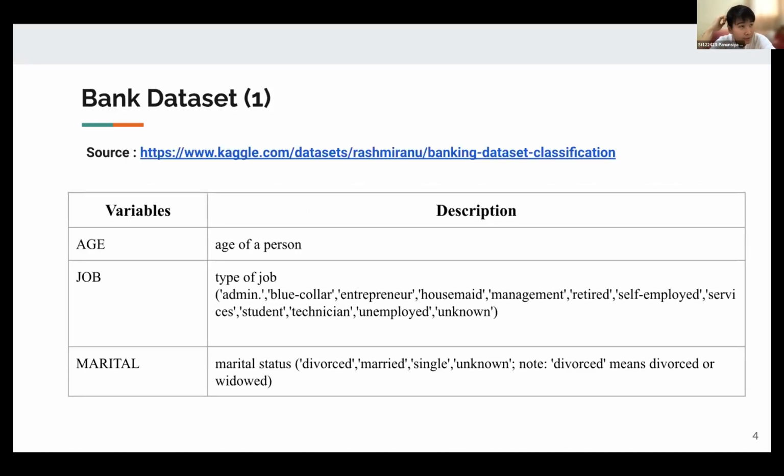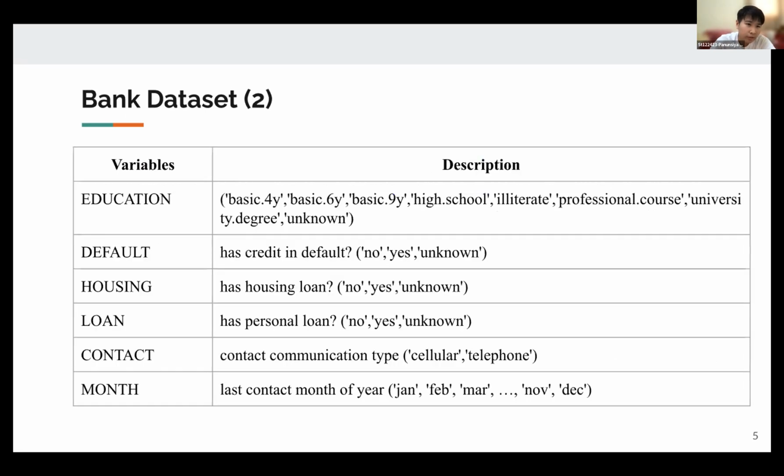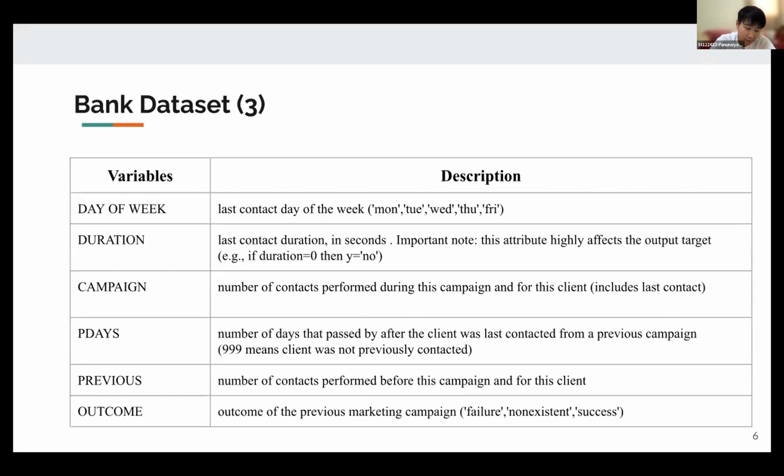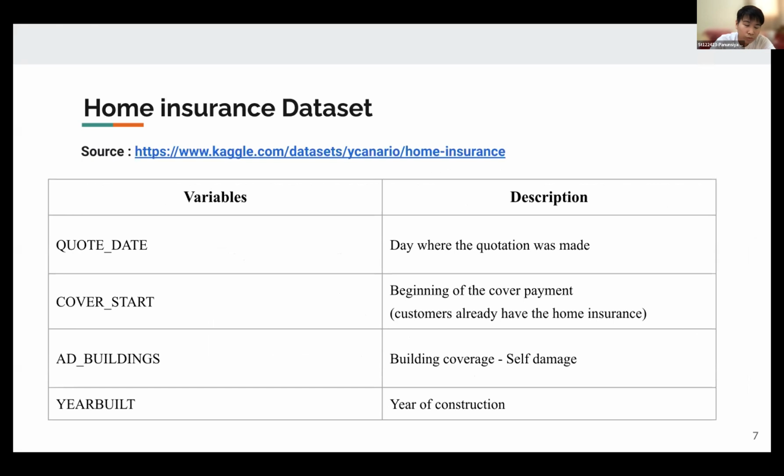So this is the data set. Our primary data set is the bank data set. We have variables age, job, marital, education, default, housing, and so on. And we discussed merging it with another data set. The second data set is home insurance, but we select only some variables such as quote date, cover start, building, and year built, as you can see here.